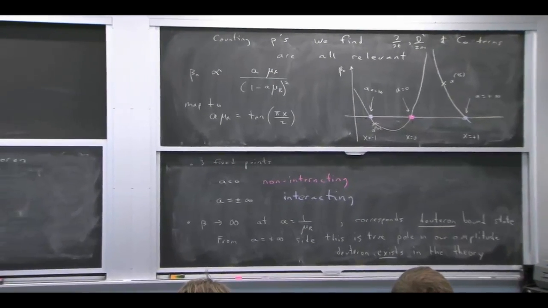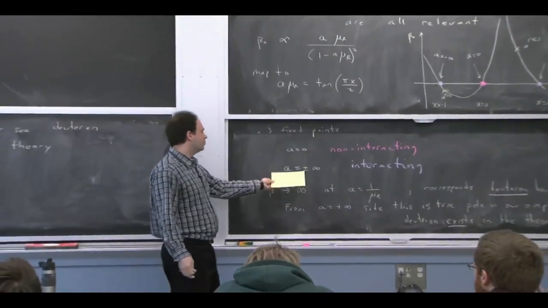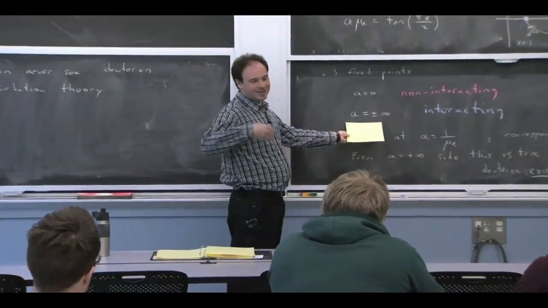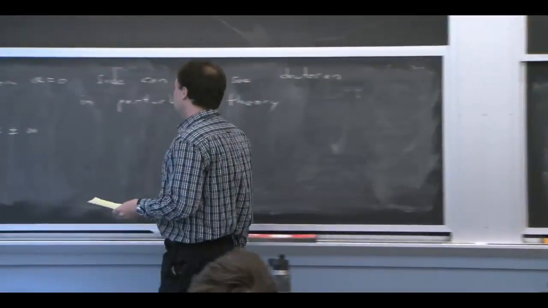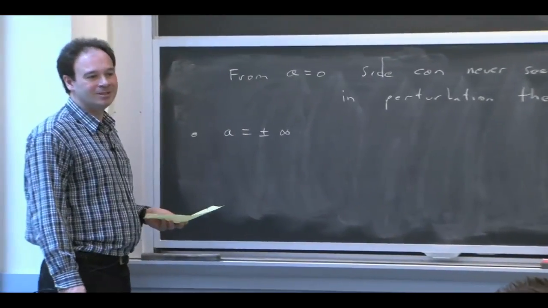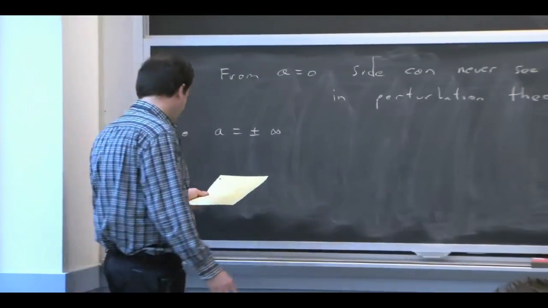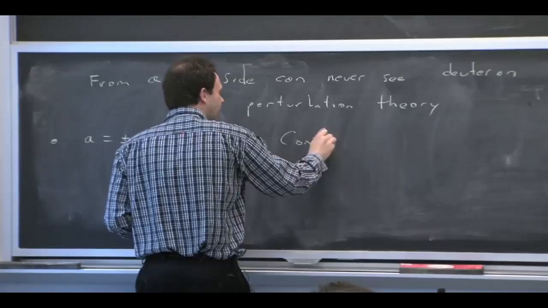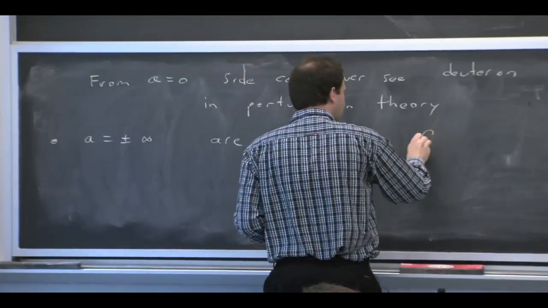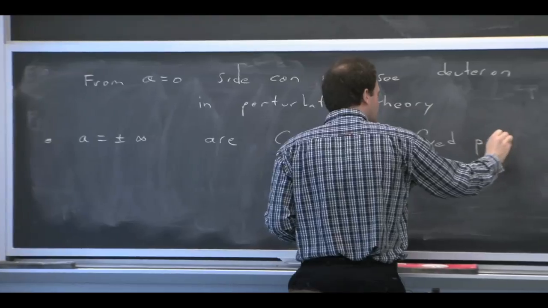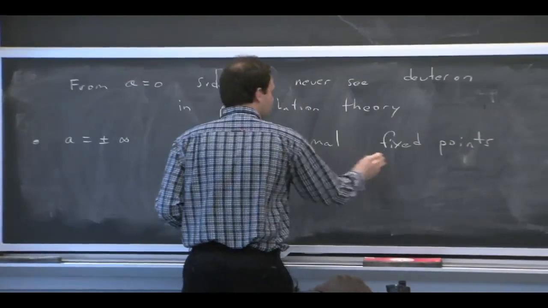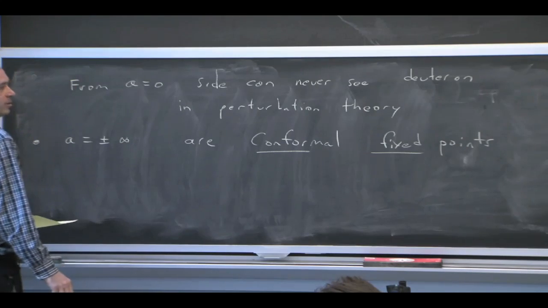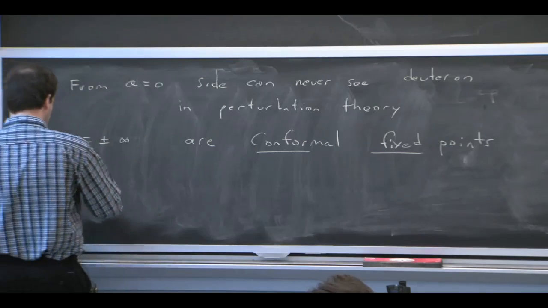What I was saying before about the theory at all scales looking the same: when A equals 0, of course, it's non-interacting. Or when A is equal to plus or minus infinity, it looks the same at all scales. That means it's scale invariant. So it's a scale invariant theory when A is at these fixed points. Something I worked on was the fact that these points are actually conformal fixed points, so that there's a conformal symmetry of the theory that exists at those points. We'll talk about that a little bit.